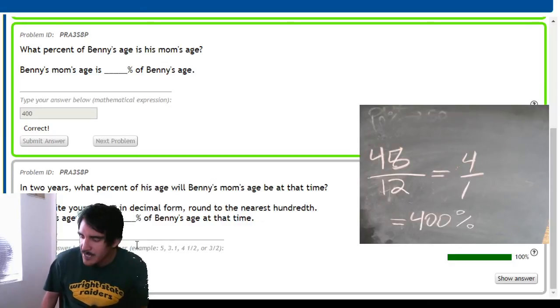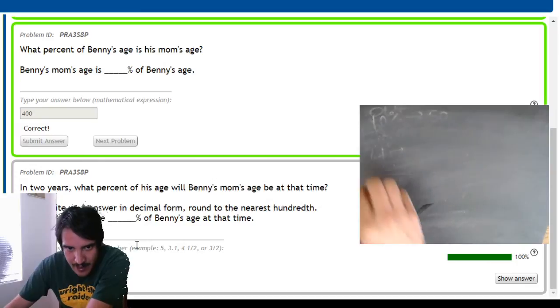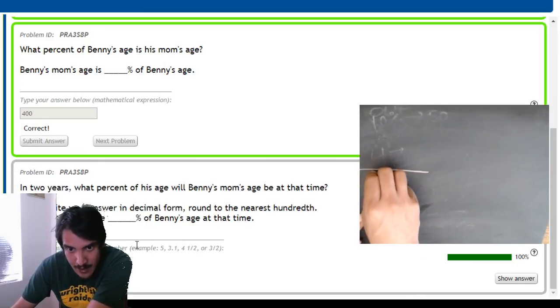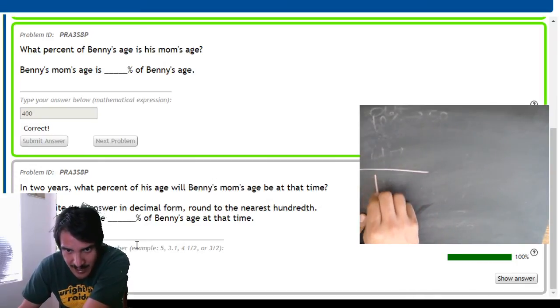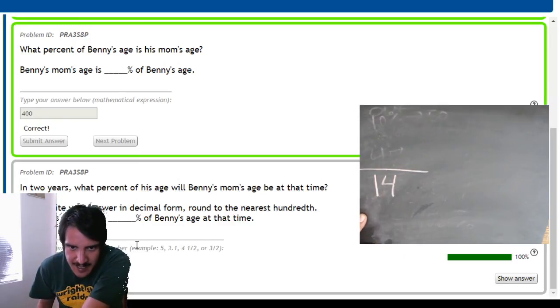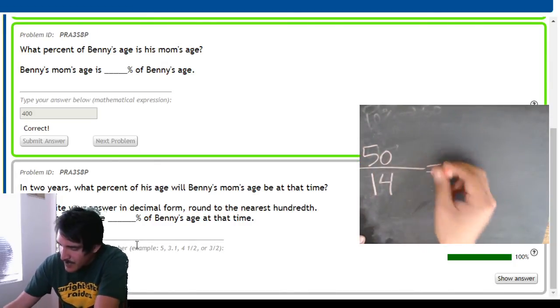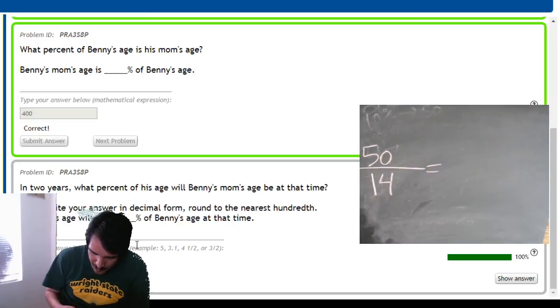In 2 years, what percent of Benny's age? So in 2 years, what will Benny's age be? Well, he's 12 right now, so in 2 years, he will be 14. So I'm going to do out of 14 because it says of his age. And his mom will be 50. So if we find out that percent, 50 14ths, I'm going to use my calculator for that one.